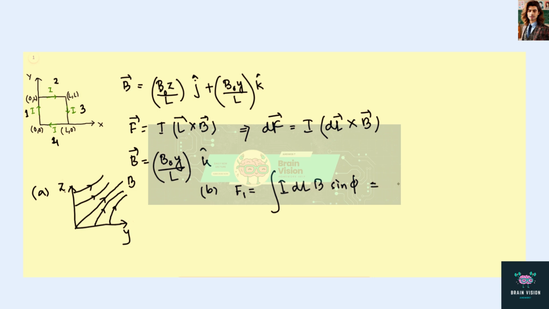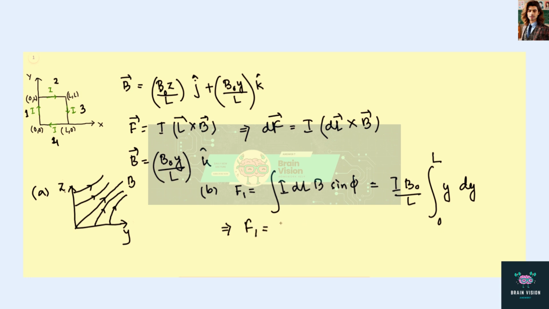So this gives, I is a constant, so it comes out, and B naught is a constant, L is also a constant, so they come out as well. And we have y, and dl is basically the change in length along this direction. So dl is going to be equal to dy because this segment is along the y-axis, and the integration goes from 0 to L. And by right hand rule, let's do that later. First, let's find the force.